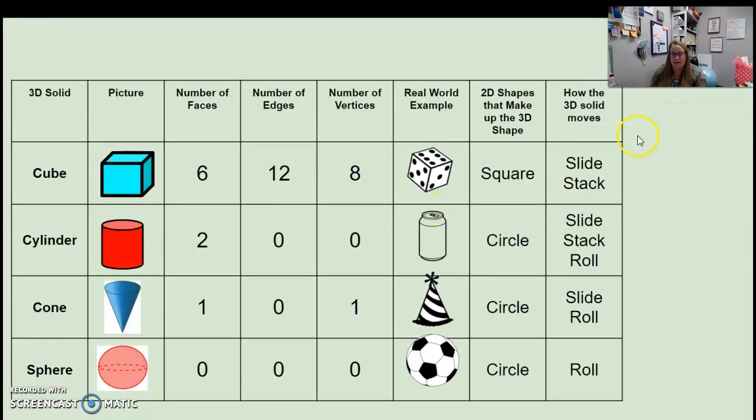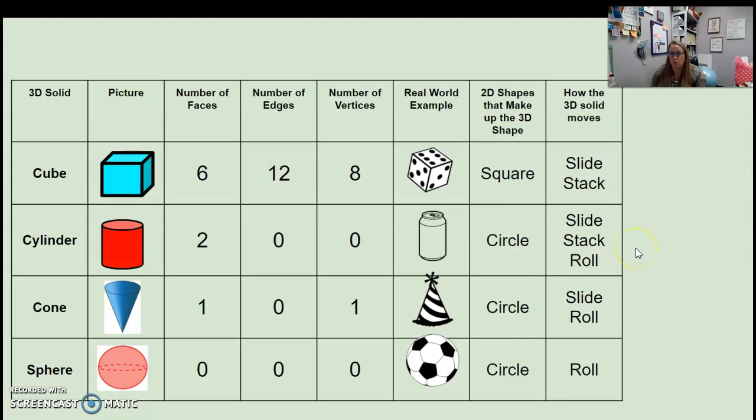Here I added how they're able to move to our anchor chart. A cube has 6 faces, 12 edges, 8 vertices. It looks like a dice. It's made up of squares, and I can either slide it or I can stack it. A cylinder has 2 faces, 0 edges, 0 vertices. It looks like a can. It's made up of circles. There's one at the top and the bottom, and I can slide it, I can stack it, and it can roll.